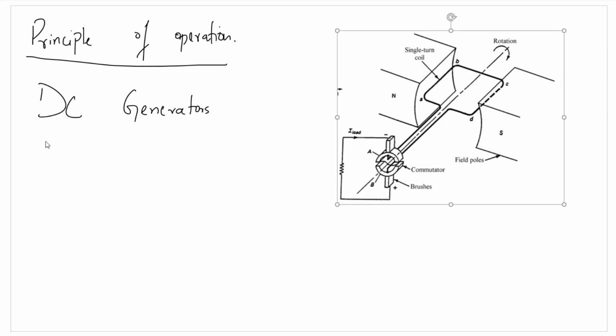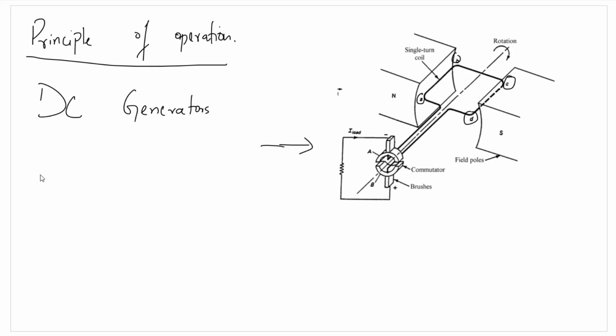Let's take this circuit diagram. We can see a coil A, B, C, D placed in a magnetic field. In case of a DC generator, the coil is rotating in a magnetic field, and by the known laws of electromagnetic induction, a voltage will be induced in these coils that will establish the current in the coils as well.